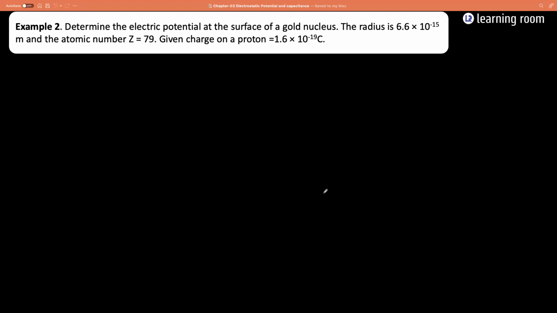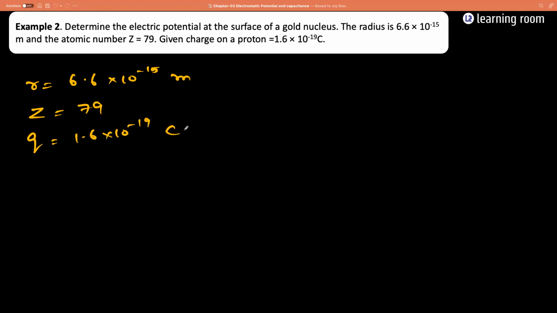Determine the electric potential at the surface of a gold nucleus. The radius is 6.6 into 10 power minus 15 meter and atomic number is 79. Given charge on the proton is equal to 1.6 into 10 power minus 19 coulomb. So what will be the answer?